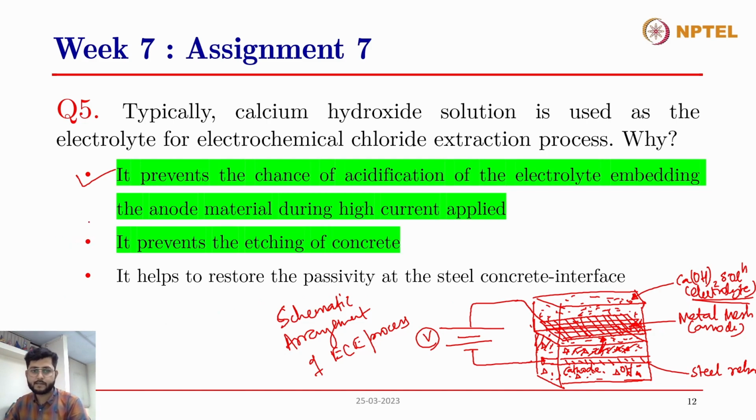Okay. And the second statement was it prevents the etching of concrete. Yes, that is again true, because if the electrolyte is acidic in nature, that might etch the concrete. Also, we have seen in the lecture that using a titanium mesh can probably cause some kind of etching of the concrete surface. However, using a calcium hydroxide solution as the electrolyte will reduce or prevent the etching process in the concrete. So therefore, this is again a true statement. There are two answers to this question.